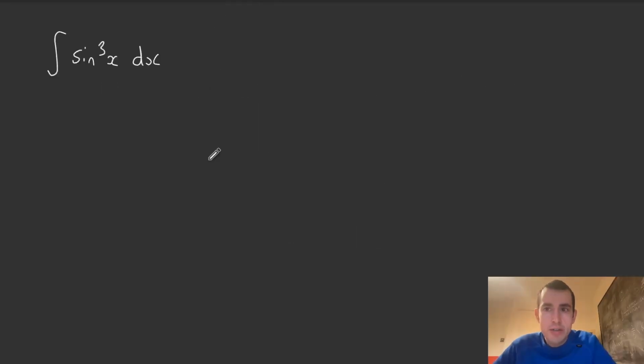Again, check out that video on substitution if you're not familiar with it. If you wanted to integrate sine cubed x, then we could use the triple angle formula. You could derive it, rearrange it, and then integrate it. But there is a nicer trick.